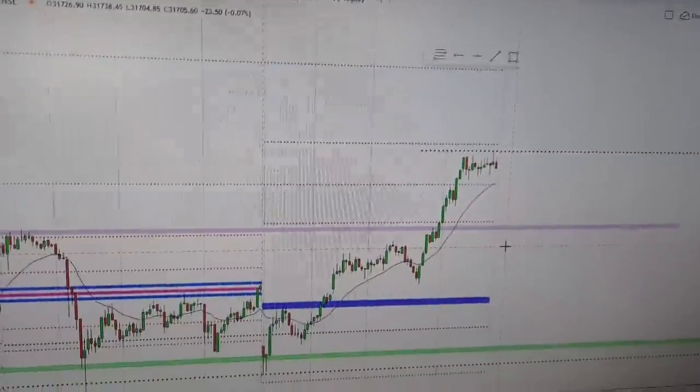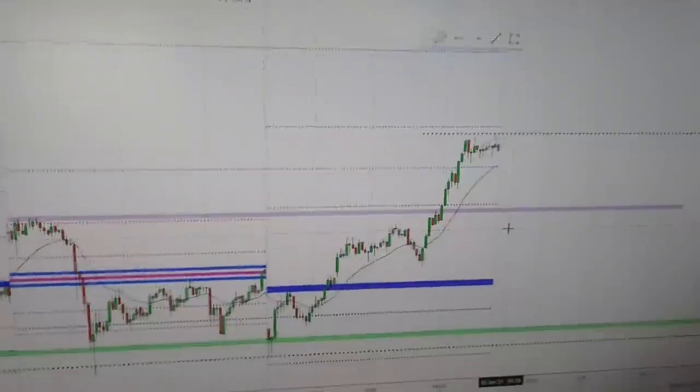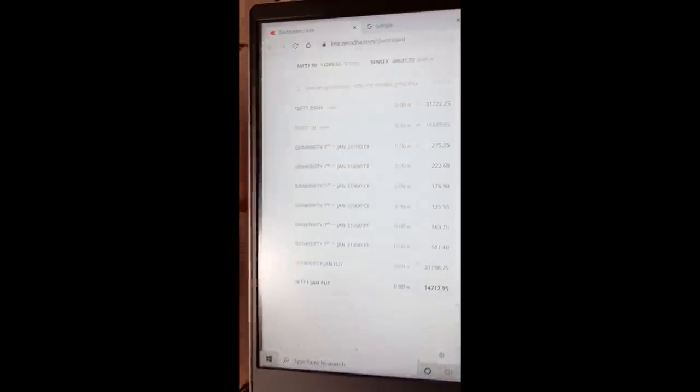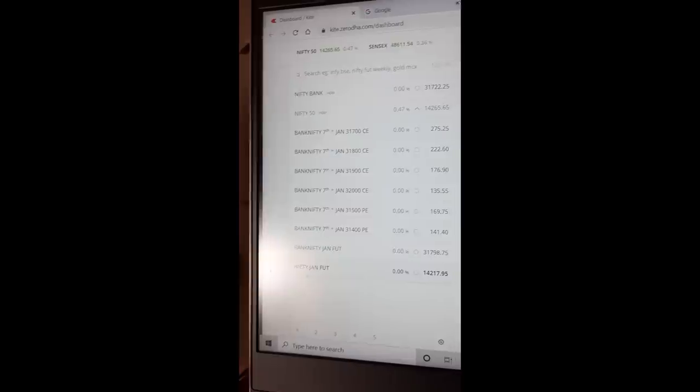Still there are around 10 minutes to go for the market to open. Let us see what happens once the market opens. Market is yet to open, but you can see that I have already prepared my watch list, which has all the out of the money call options and out of the money put options, so that once the market opens, if I see an opportunity, immediately I'll go and punch the order.